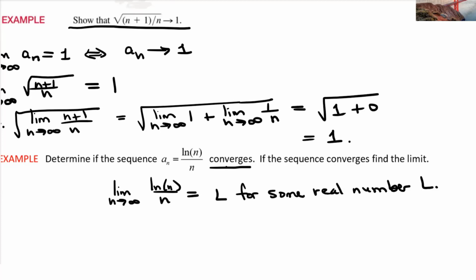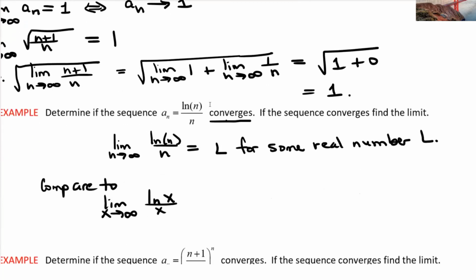Okay, so one way we can do this, when we don't know anything about natural log sequences or have any special rules for this, is to compare it to the limit as x goes to infinity of the natural log of x over x. If the limit exists for this function, then the limit exists for the sequence. So how would we find the limit as x goes to infinity of the natural log of x over x?